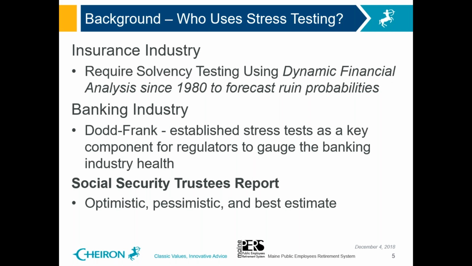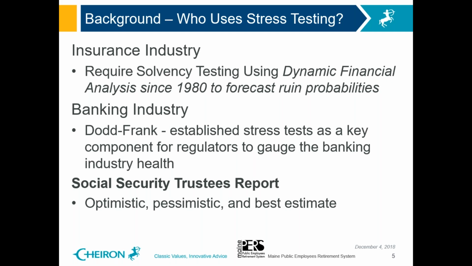We had been doing forecasting. They realized they were forecasting best estimates, and we're not looking at the fact that best estimates may not, in fact, do not always happen. And so the insurance industry now has nearly 40 years of performing stress testing. The banking industry, after the credit crisis a decade ago, has established stress tests for banks. And even Social Security provides projections: optimistic, pessimistic, and best estimate.